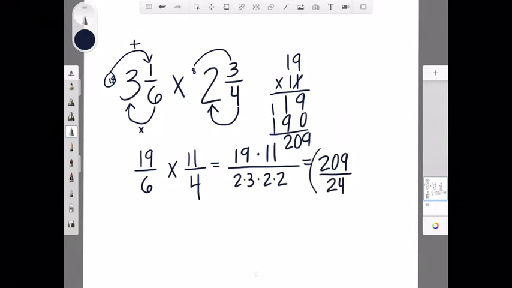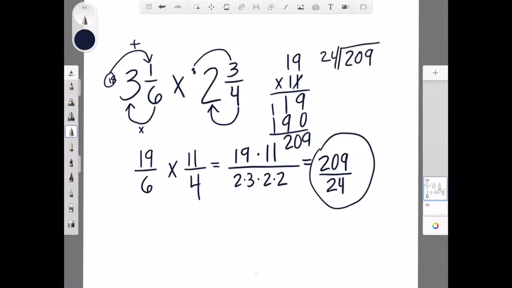Now we have an improper fraction here, and it's going to be in its simplest form because we didn't have anything we could cross off. So all we need to do here is divide the 209 by 24. And 24 won't go into the 2, it won't go into the 20, so we've got to take it all the way into the 209. I'm thinking that'll go about 8 times. Let's give that a try.